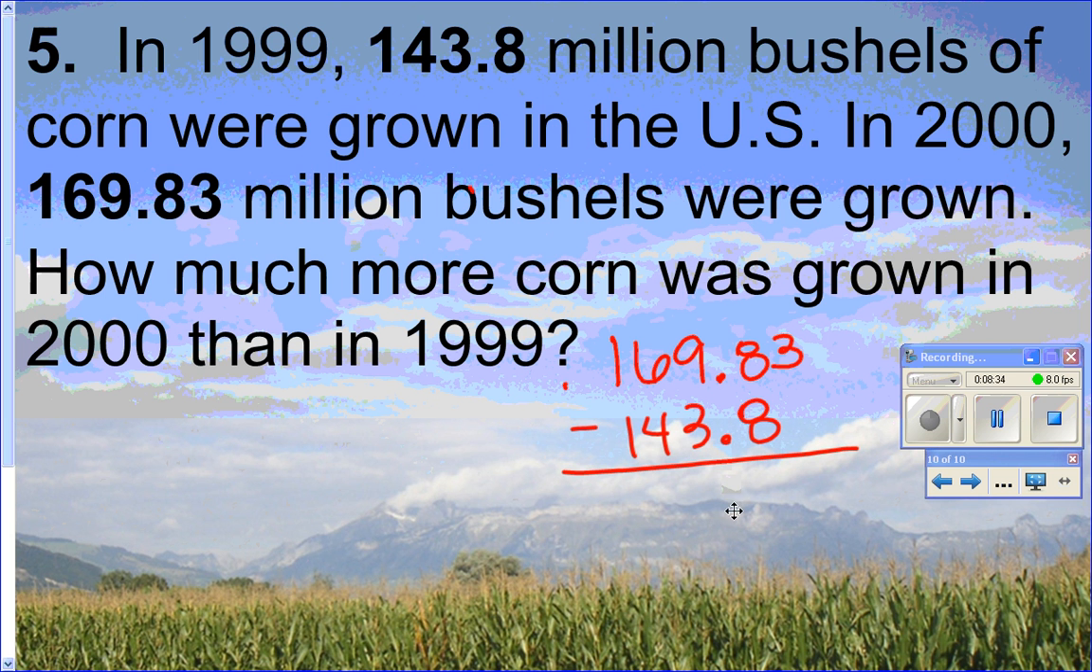Notice my decimals are lined up, and I add a 0 as a placeholder. So you get 26.03. The answer is 26 3/100 million bushels of corn more were grown in 2000, or that was the difference between those two. Okay, if you need to pause the video and rework or rewatch anything to understand, you can. If you are done, you can go on to step 2. If you have any questions for me, you can come ask me.